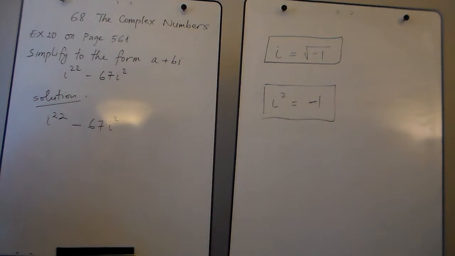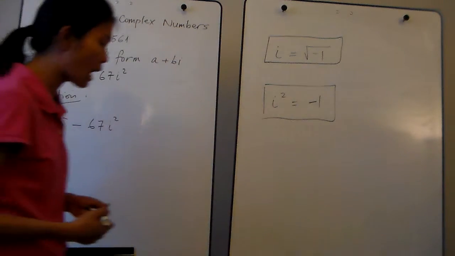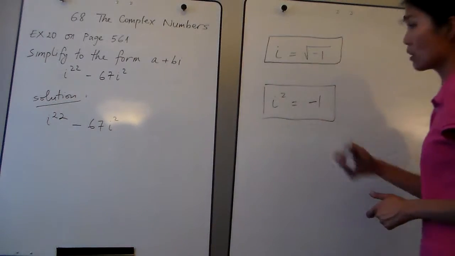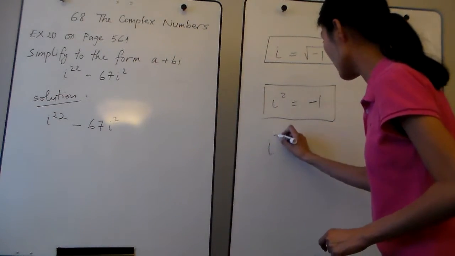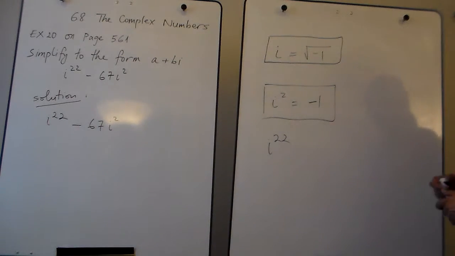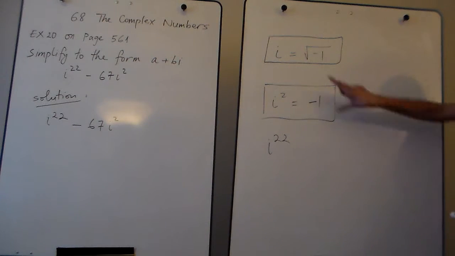So we need to convert this to a real number, or i. So how do we do that? We know i squared. We don't know what i to the 22nd is. But we do know these.